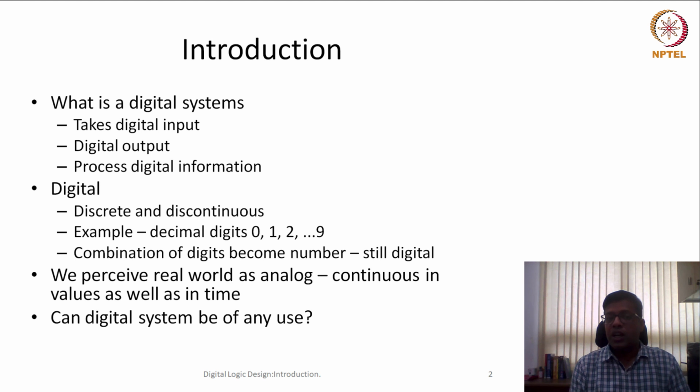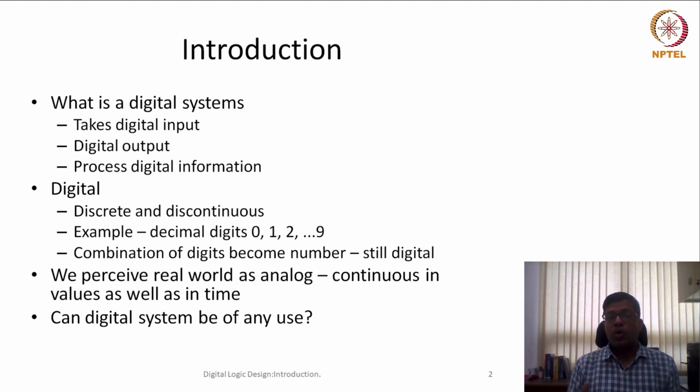Discrete means this is certain, like 1, 2, 3, 4. Discontinuous means it's not continuous, neither continuous in space nor continuous in time. Space means we can also say continuous in values. You might have used the phrase decimal digits, because in our decimal representation of numbers, we call 0, 1, 2, 3, 4 up to 9 a digit. That's called a single digit.